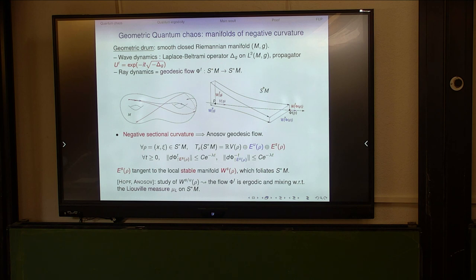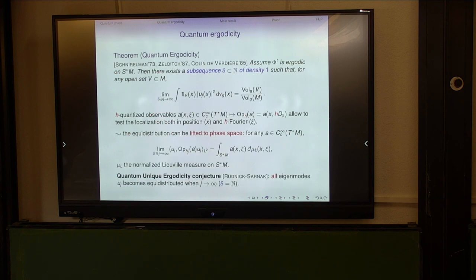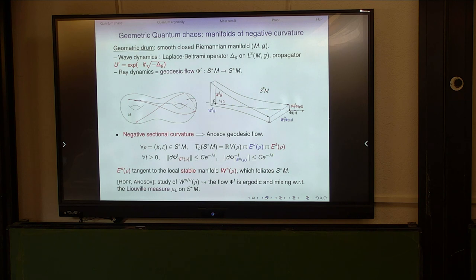We've seen already yesterday examples of Anosov surfaces, so we know what the unstable direction is. So this is a reference geodesic in the unit cotangent bundle, and if we look at geodesics close to this reference geodesic, some of them exponentially converge to it in the future, and others exponentially converge in the past direction. These are displacements in the stable direction, respectively in the unstable direction. This foliation, these stable and unstable manifolds, foliate the unit cotangent bundle, and thanks to this foliation, Hopf and Anosov proved that the flow is ergodic.